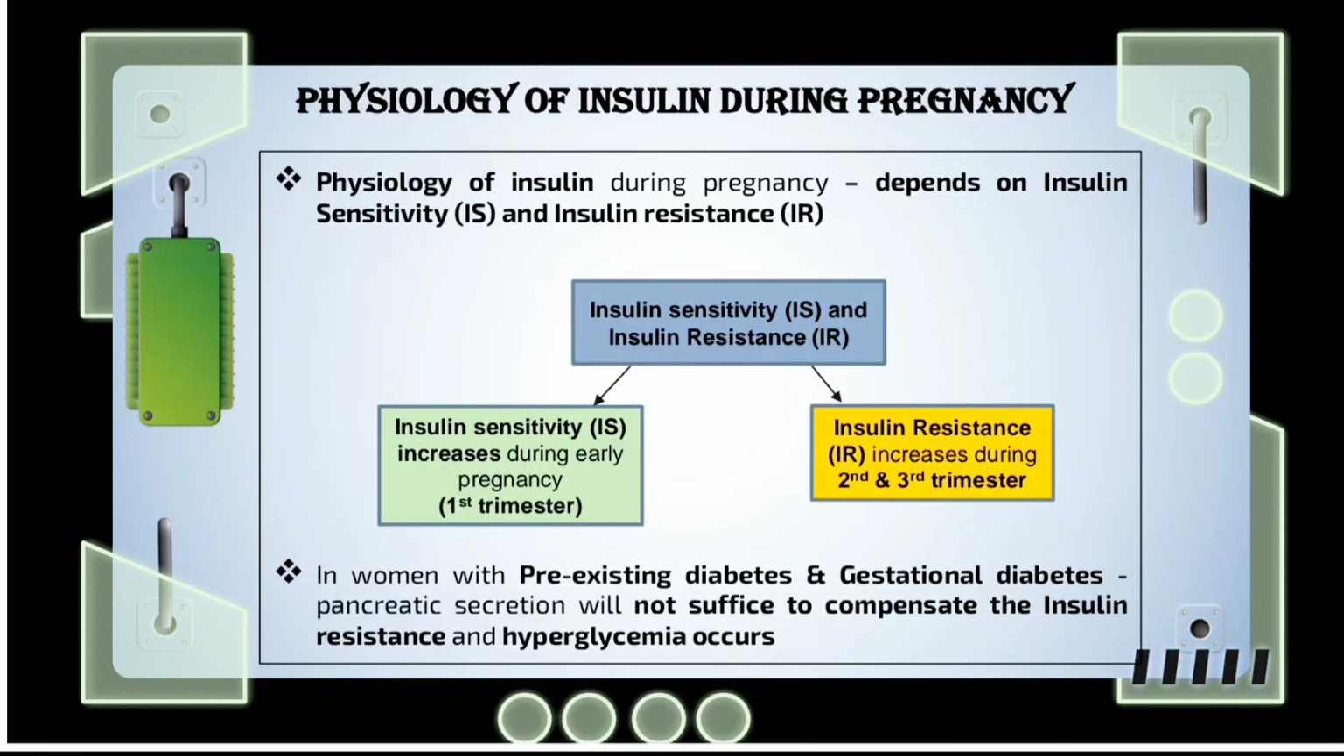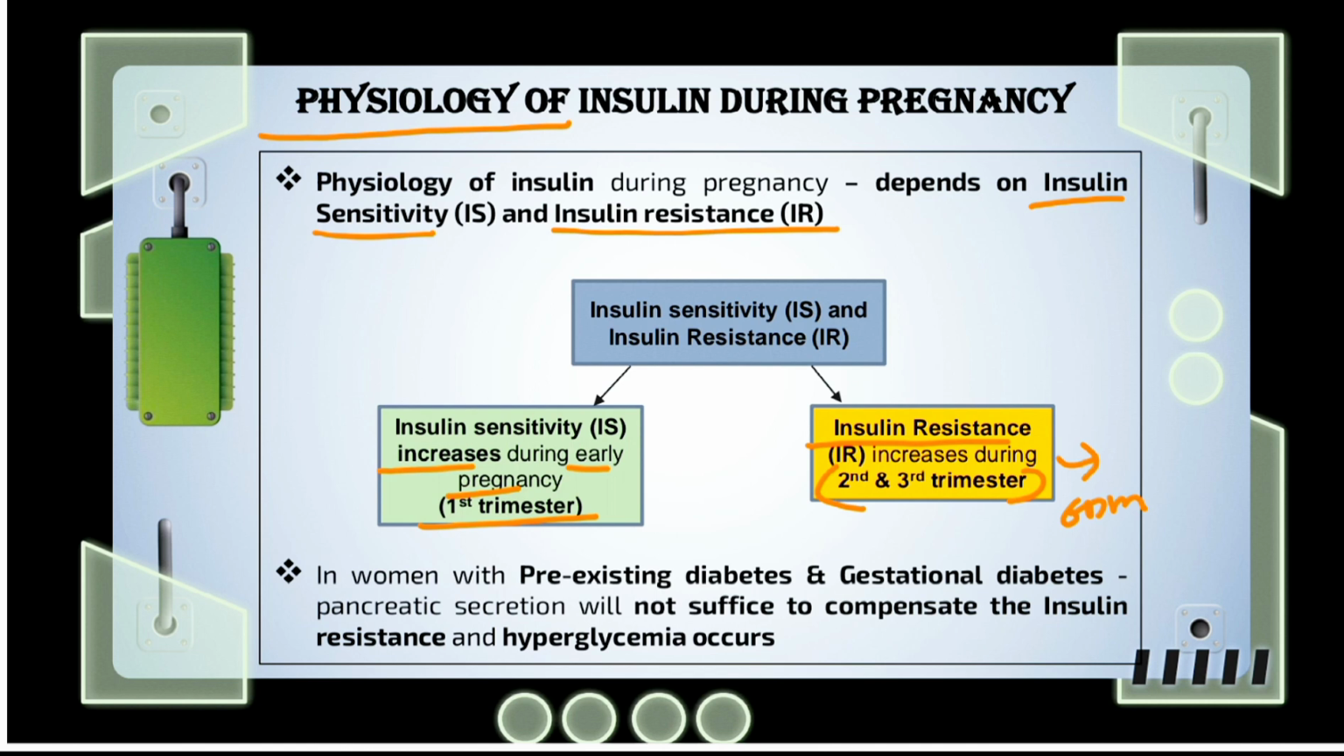The physiology of insulin during pregnancy usually depends on two factors, insulin sensitivity and insulin resistance. The insulin sensitivity usually increases during early pregnancy, during the first trimester. However, the insulin resistance usually increases during the second and third trimester. That's why gestational diabetes mellitus is common during the second and third trimester.